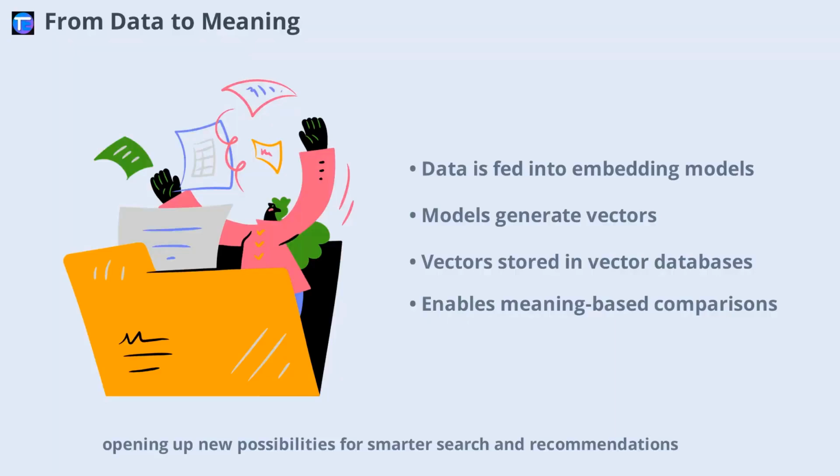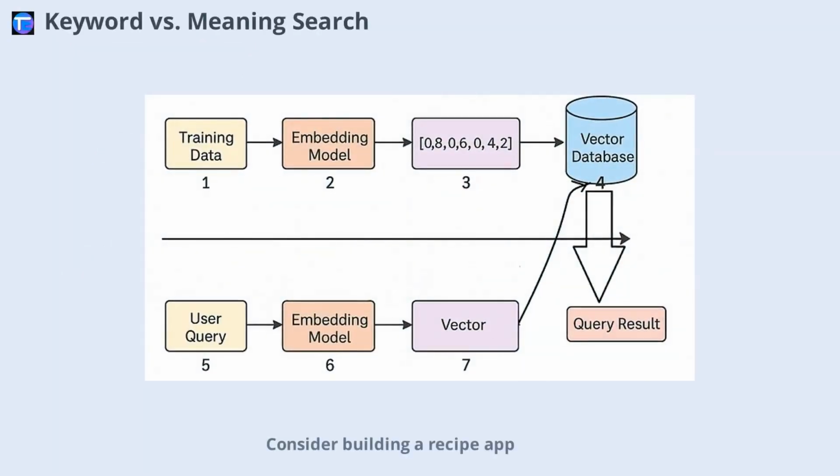search and recommendations. Consider building a recipe app. If a user searches for pasta with cheese, a regular SQL database will only find recipes with those exact words. But what about fried spaghetti or macaroni with cheddar? A human would recognize those as matches, but a traditional database wouldn't. That's where vector databases shine. They understand that Parmesan is a cheese, spaghetti is a pasta, and macaroni is in the same family. This allows the search to work more like your brain, finding results that mean the same thing, not just those that match the words exactly.